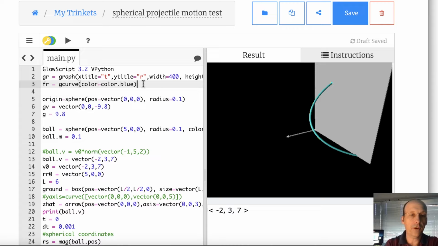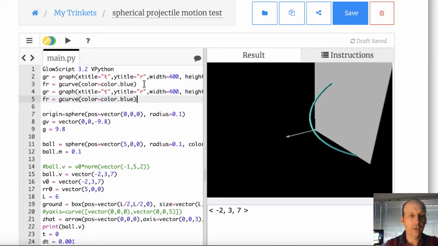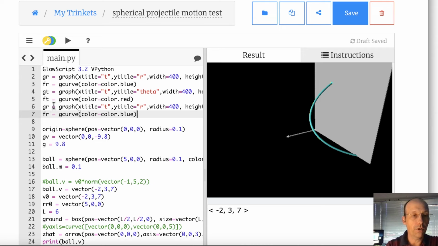Okay, now I'm going to copy all that and make another graph. This one's going to be theta, and let's call this GT for theta T. And let's make this one red. And then we'll make a phi one. We'll call that GP for phi. This will be phi, and this will be P. And let's just leave this as black.